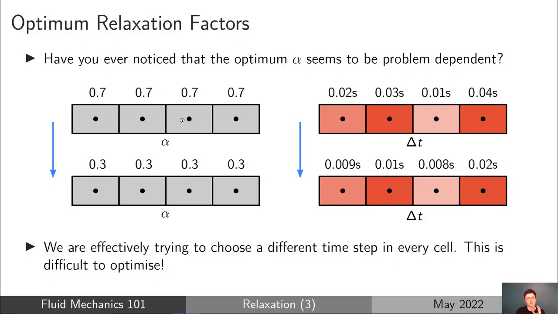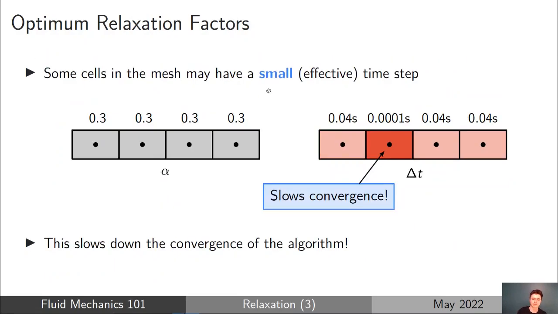And the real reason why that's so difficult to do is because effectively what you're doing is having different time steps in every cell in the mesh. And when you change alpha, you're changing all of the time steps in all of the cells in the mesh. And naturally, this is really difficult to do because every problem will have a different optimum time step, the most efficient way to push that solution from its initial condition all the way through to the converged solution. And this is why alpha is so difficult to optimize.